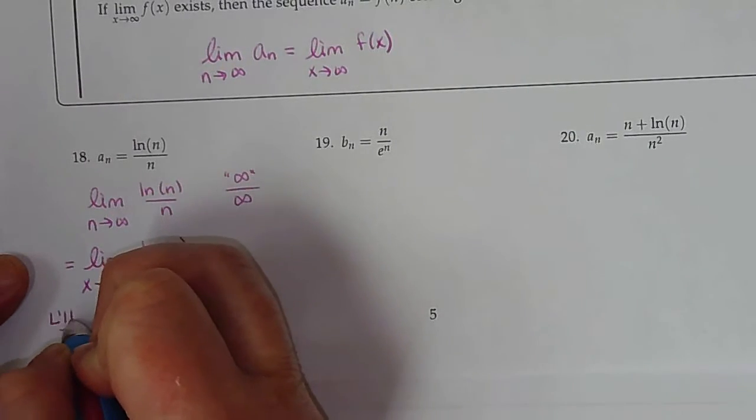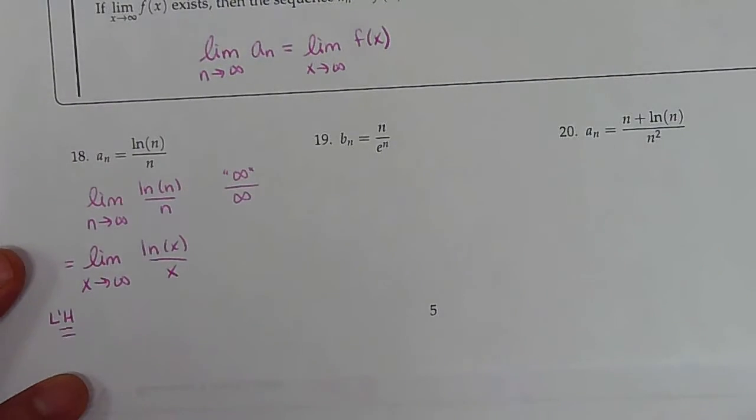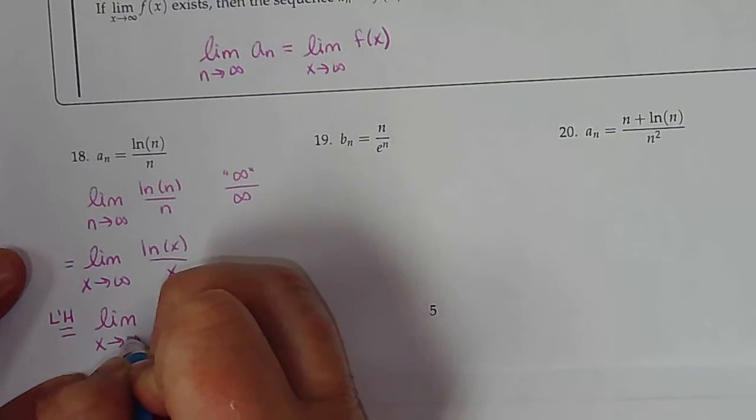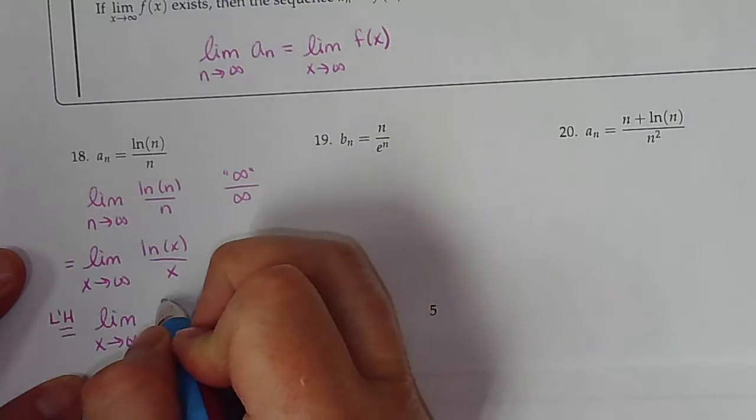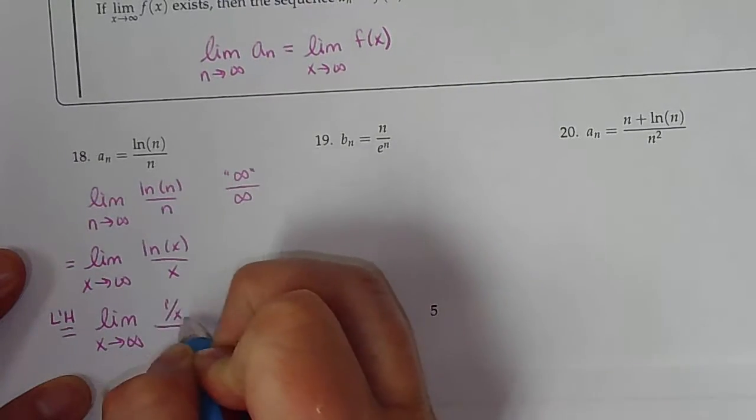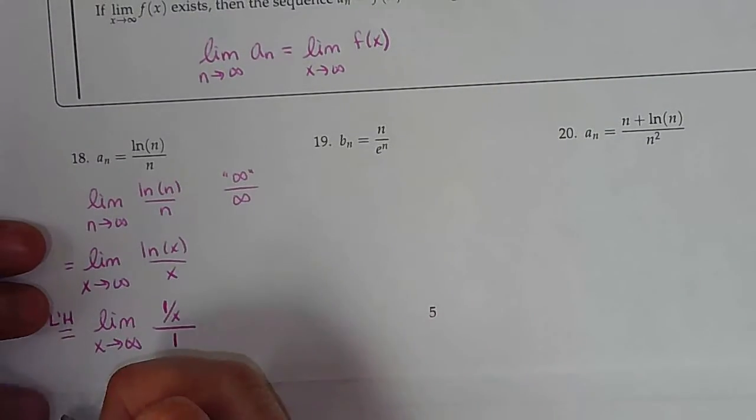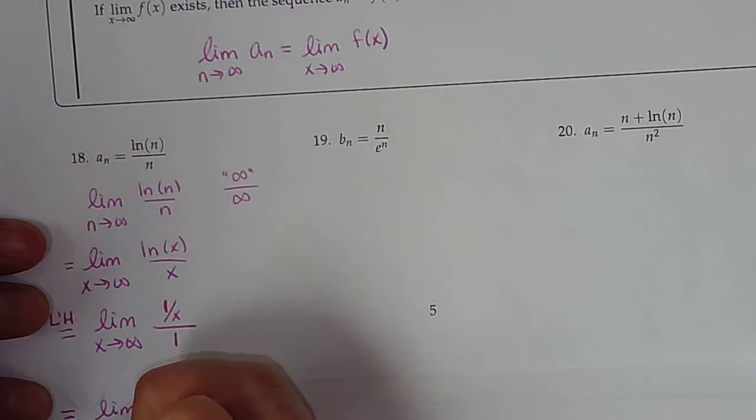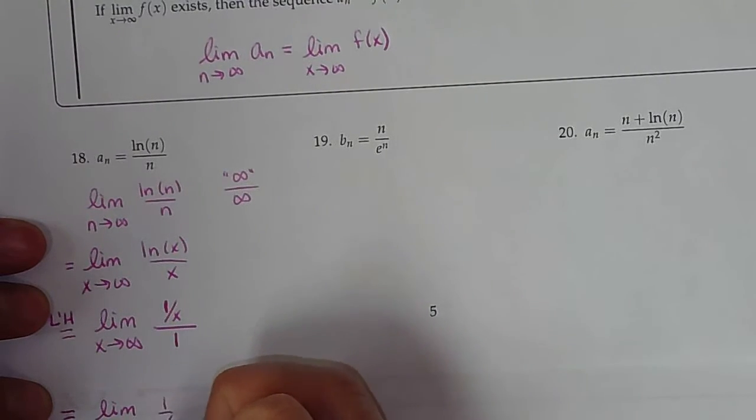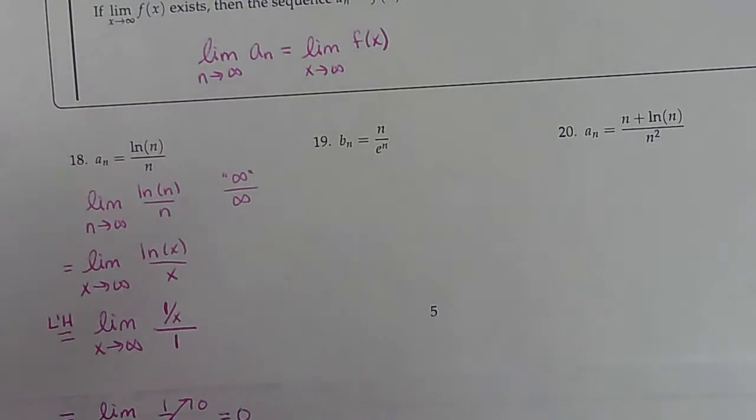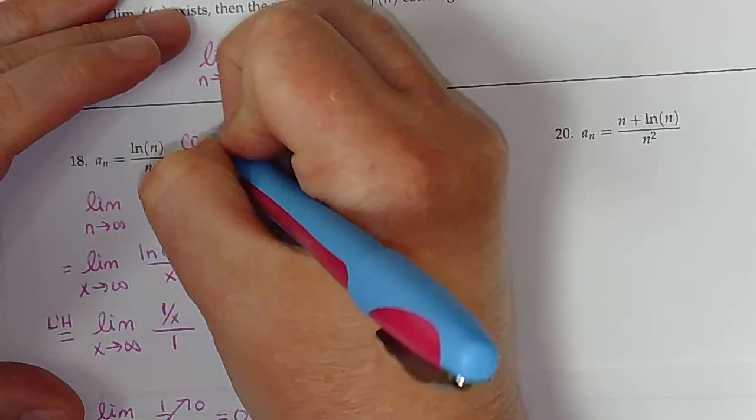I'm going to put an equals with an LH over the top to indicate I'm applying L'Hopital's. That gives me the limit as x goes to infinity. The derivative of ln of x is 1 over x, and the derivative of x is just 1. So that really gives me the limit as x goes to infinity of 1 over x, which is going to 0. And so I know that my sequence converges to 0, so this one converges.